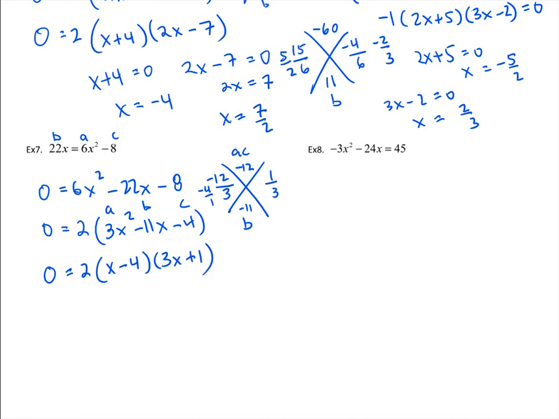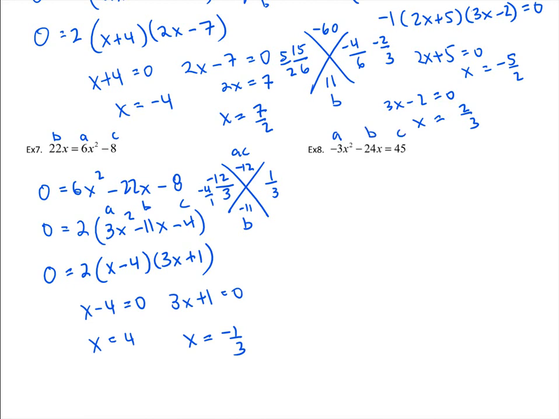And then now, take x minus 4, make it equal 0. Take 3x plus 1, make it equal 0. And then just solve for x. We're going to end up with 4. We're going to end up with negative 1 over 3. Okay. Last one here. So I notice right here, A, B, and C.